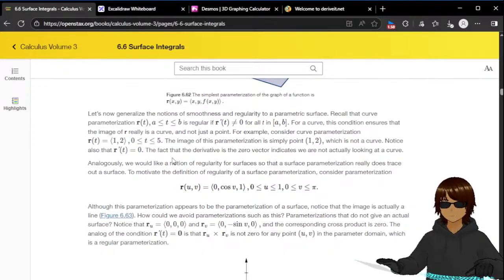And analogously, we would like a notion of regularity for surfaces so that a surface parameterization really does trace out a surface. To motivate the definition of regularity of a surface parameterization, consider the parameterization r(u,v) = <0, cos v, 1>, with 0 less than or equal to u less than or equal to 1, 0 less than or equal to v less than or equal to pi.